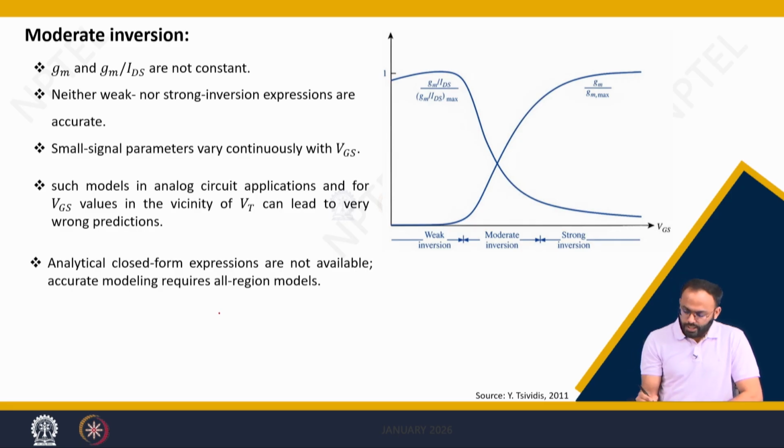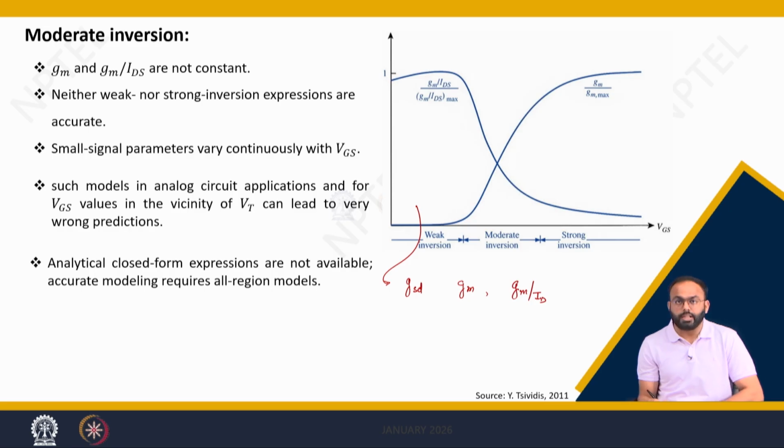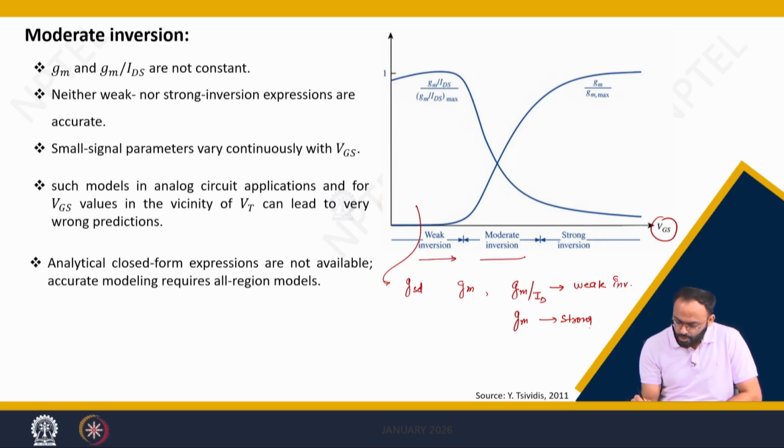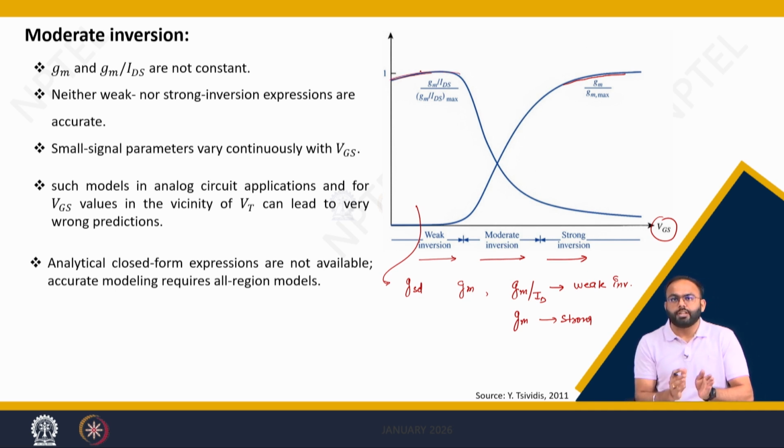Similarly, if we plot the small signal parameters, GM or GM by ID, then we see that GM by ID is constant in weak inversion, whereas GM is constant in strong inversion. So if we take this axis as VGS, this is weak inversion, this is moderate inversion, this is strong inversion. In strong inversion, my GM is constant, whereas GM by ID is almost constant in weak inversion. So that is the specification to identify the region of operation.